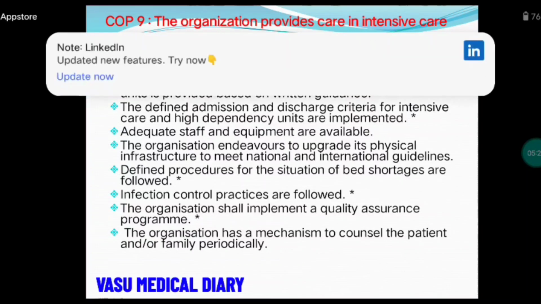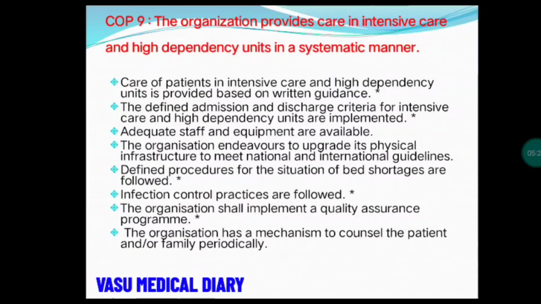COP9. The organization provides care in intensive care and high dependency units in a systematic manner. So care of patients in intensive care unit and high dependency units is provided based on written guidelines. So ICU and HDU will have a written policy to take care of the patient. The defined admission and discharge criteria for intensive care and high dependency units are implemented. So it is not only defining, it should be implemented throughout the hospital.